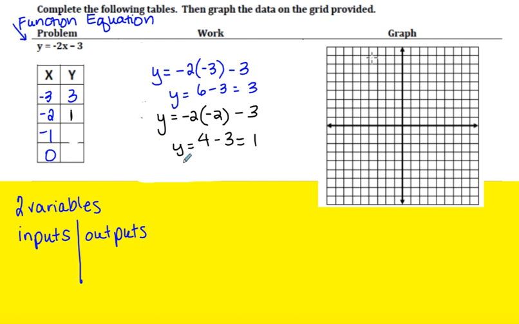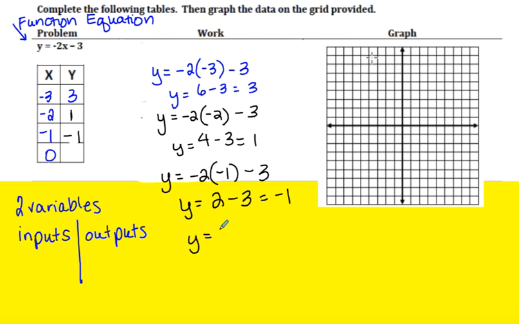All right, I'm going to plug in -1. So I'm going to plug in -1 for x. I'm going to simplify. So -2 times -1 is 2. 2 minus 3 gives me -1. Okay, and then the last one is 0. So y equals -2 times 0 minus 3. So that gives me -3.